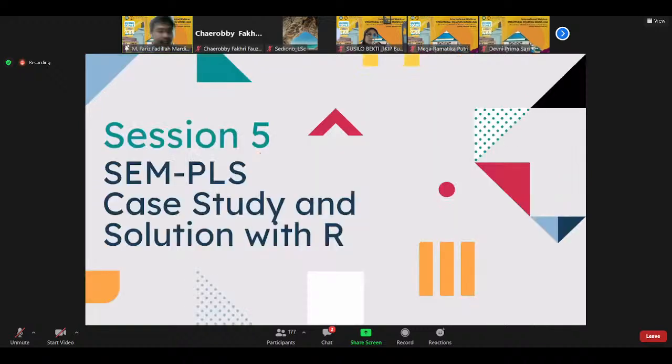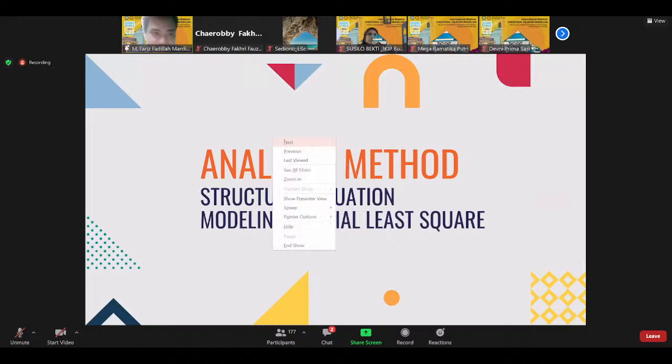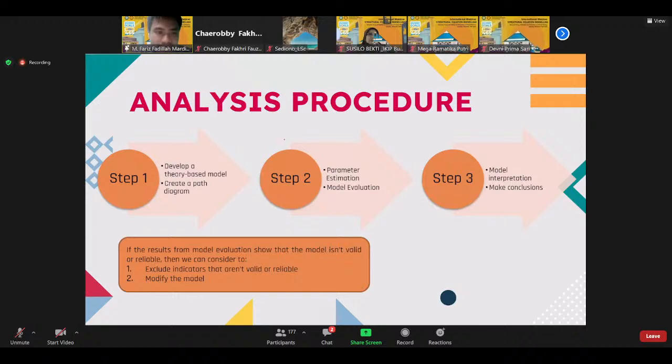Okay, and then the last is about SEM-PLS. This is the last method. We use structural equation modeling partial least squares, or variance-based SEM. This is the analysis procedure. Step 1, develop a theory-based model and then create a path diagram. Step 2, parameter estimation and then model evaluation. Step 3, model interpretation and make conclusion.